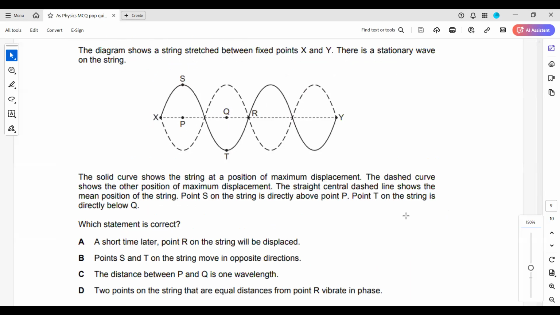The diagram shows a string stretched between the fixed points X and Y, and a stationary wave is produced. If a stationary wave is produced, this is a node, antinode, node, antinode, node, antinode, node, antinode, and node. The particles between two adjacent nodes are moving in the same way, but the particles on the opposite side of a node move in the opposite direction. That is the motion in a standing wave.